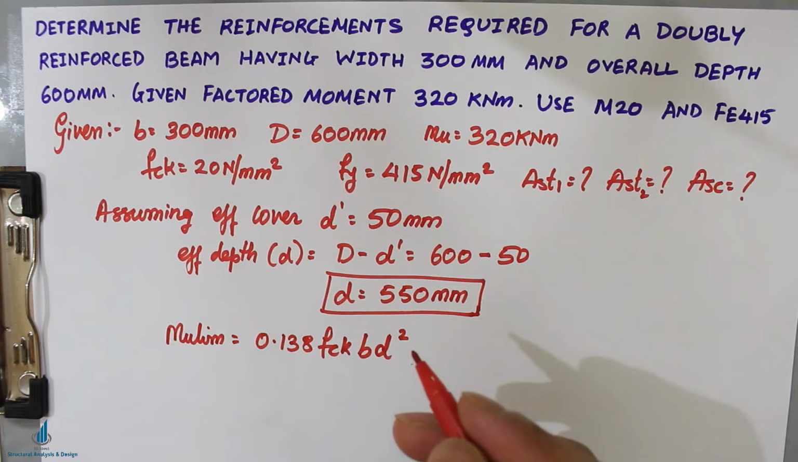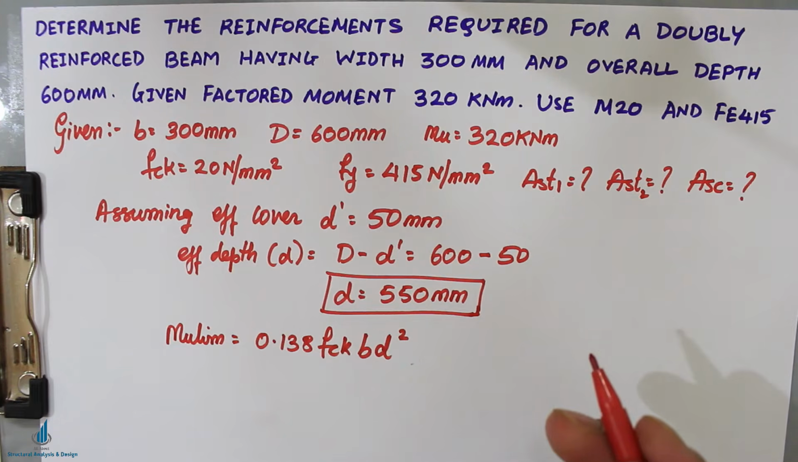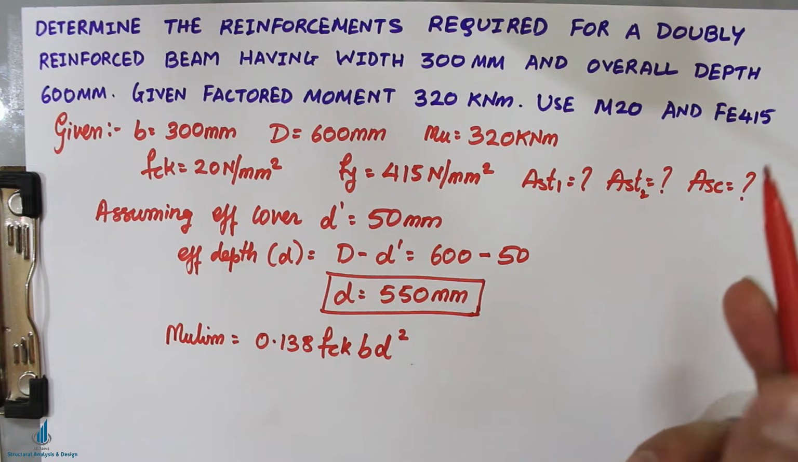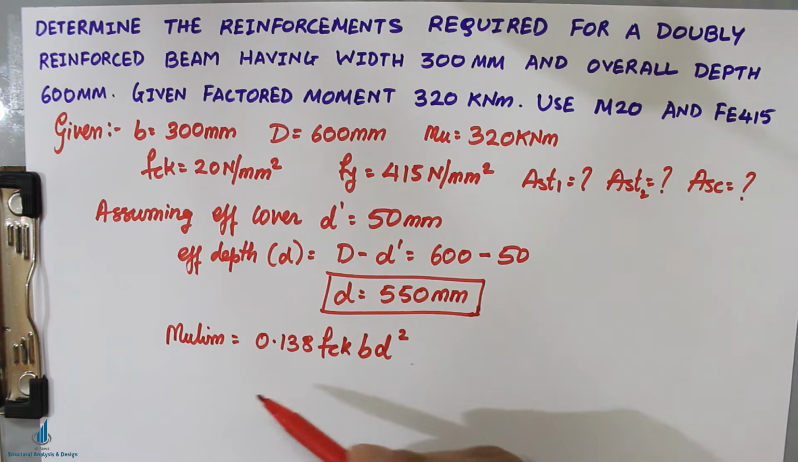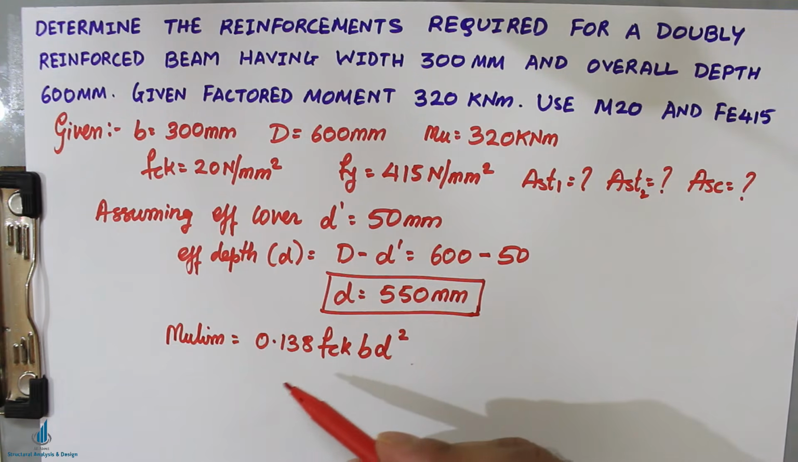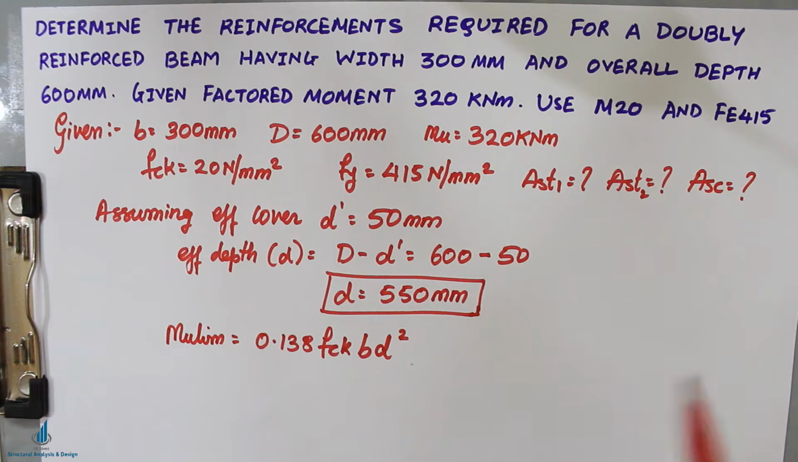There will be three different grades, 250, 415 and 500, so there will be three different values for all the three grades. We are using Fe415 here, that's why the Mu limit formula becomes 0.138 fck b d square. Now you have to just substitute in this formula. If you don't want this formula to be used, you can go to page number 96 and use that Mu limit formula.